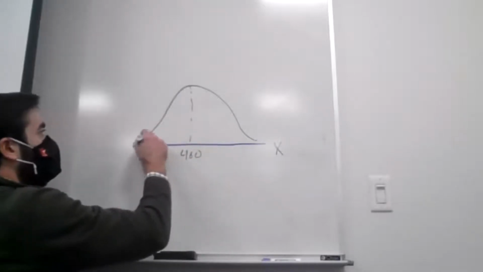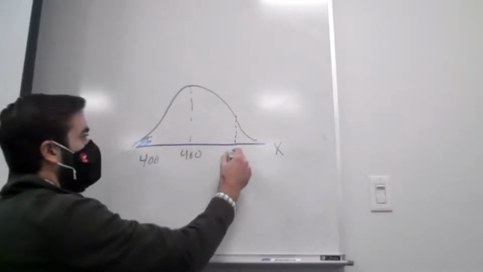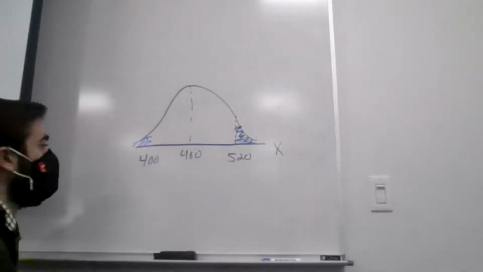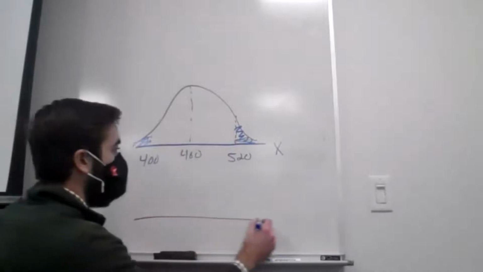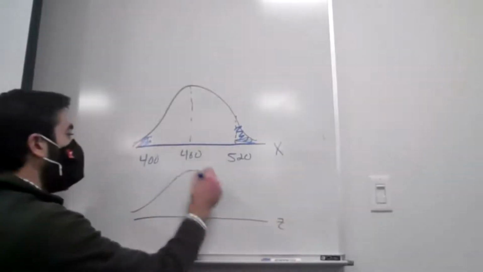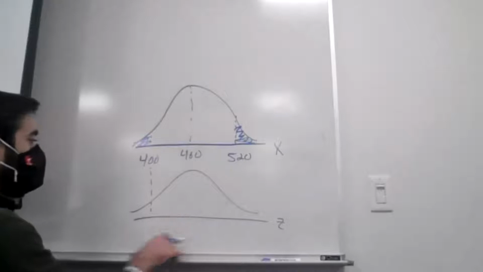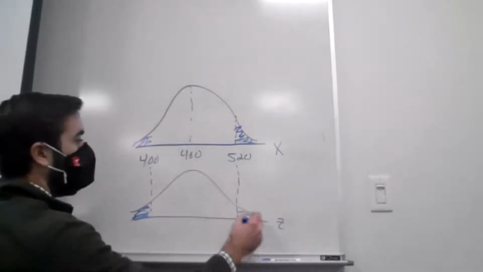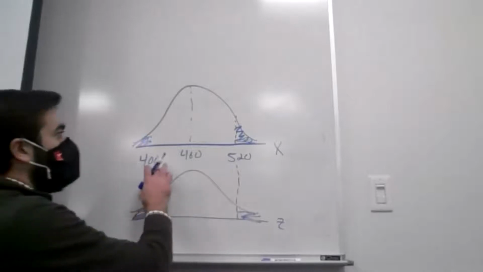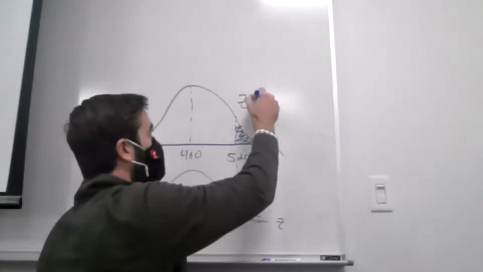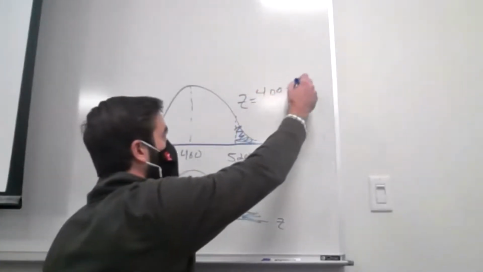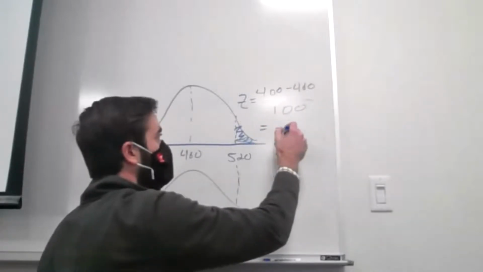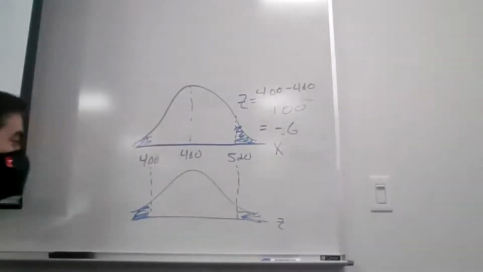$400, so we wanted less than 400, greater than 520. Okay. So what we're going to do, turn these values into z-scores. I can find the area to the left here and the area to the right here. So I'll do this one first. So 400 minus 460, and I think we have that standard deviation of 100. So a z-score of negative 0.6.